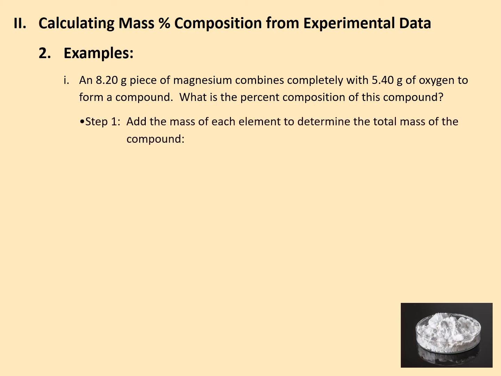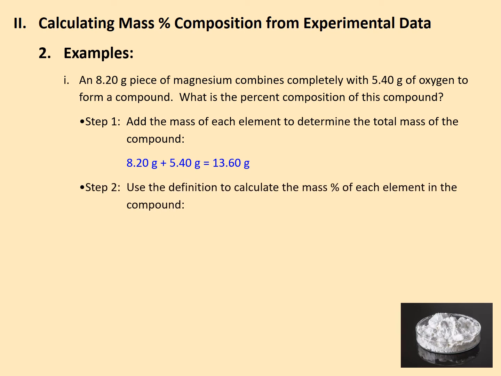In this example, we're given the mass of each element in the compound. So in our first step, we can add the mass of each of these elements to determine the total mass of the compound. The 8.20 grams for the magnesium plus the 5.40 grams for the oxygen gives us a total of 13.60 grams. Remember, in step 1, we need to determine the mass of each element as well as the total mass of the compound. We have now done that.